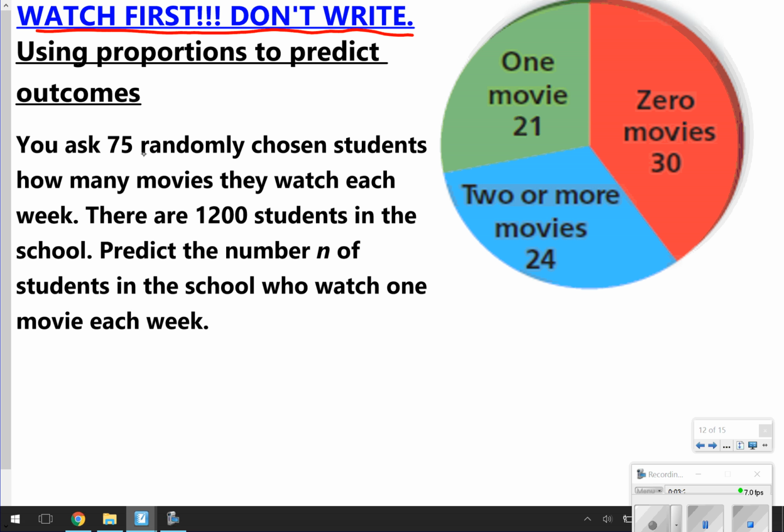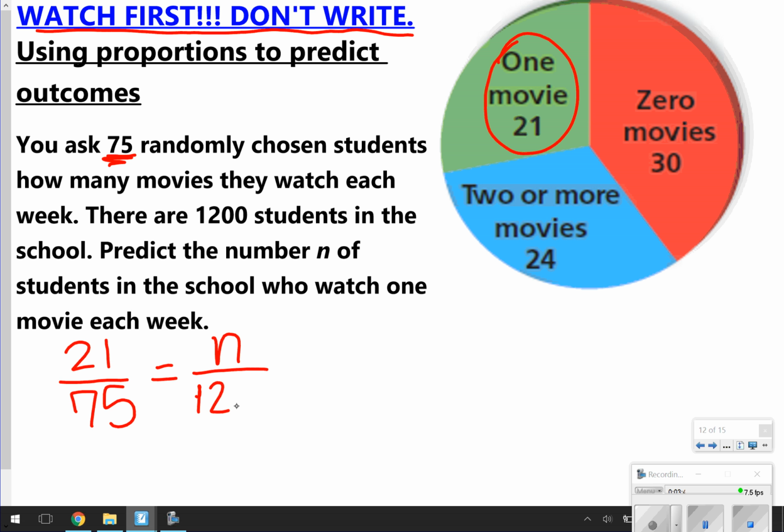According to your survey, you asked 75 people, and the students who watch one movie each week are 21 students. So that is 21 students out of 75. This question is saying how many N students out of 1,200 will get to watch one movie per week. What you're going to want to do here is to set up this proportion. Notice I said 21 out of 75 because that is what the circle graph showed me, and something N out of 1,200.